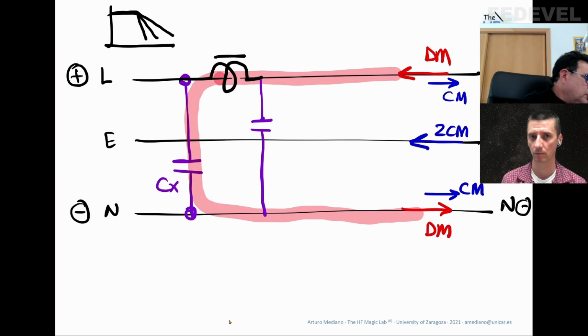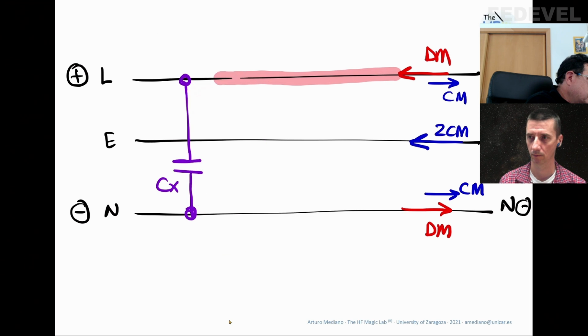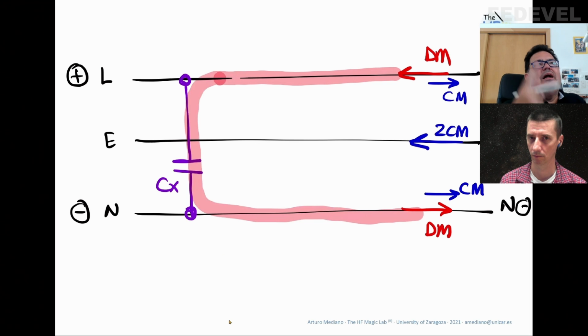Usually, in my experience, people want to do this. With one capacitor, they want to solve a problem. Obviously, the idea is to design the circuit correctly to minimize the noise you are injecting.